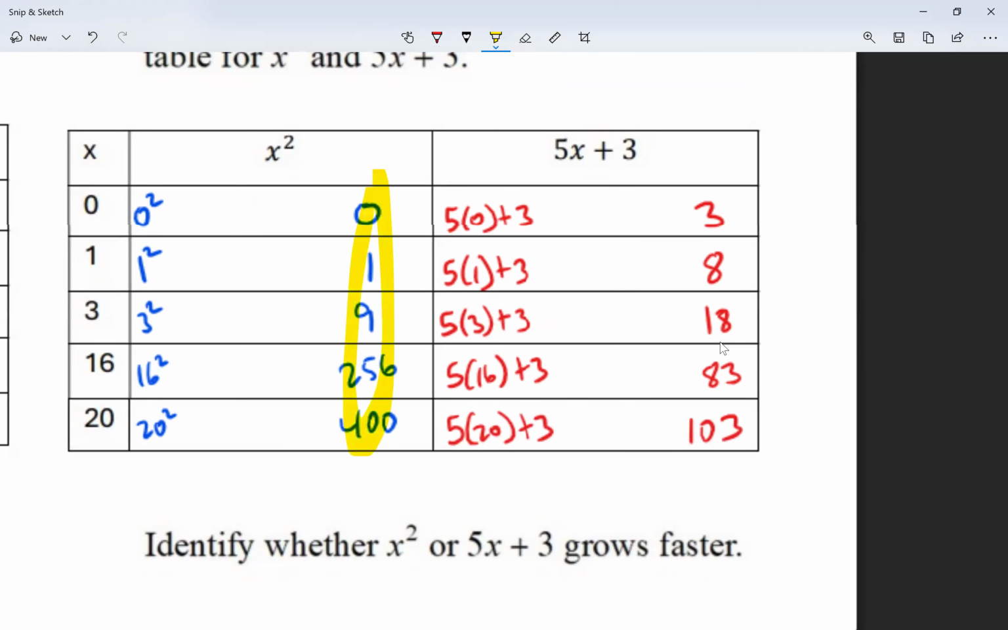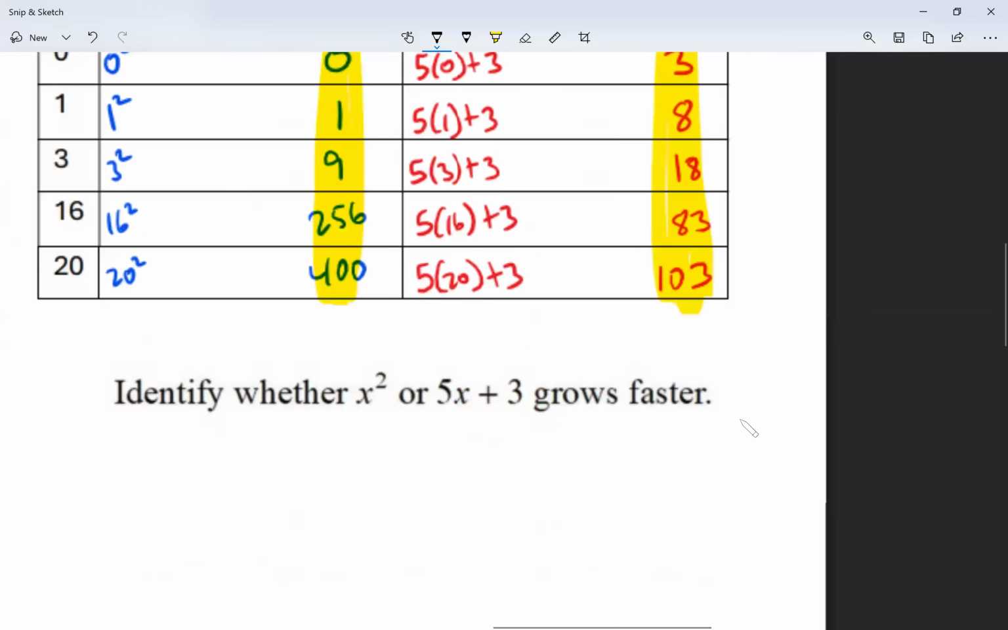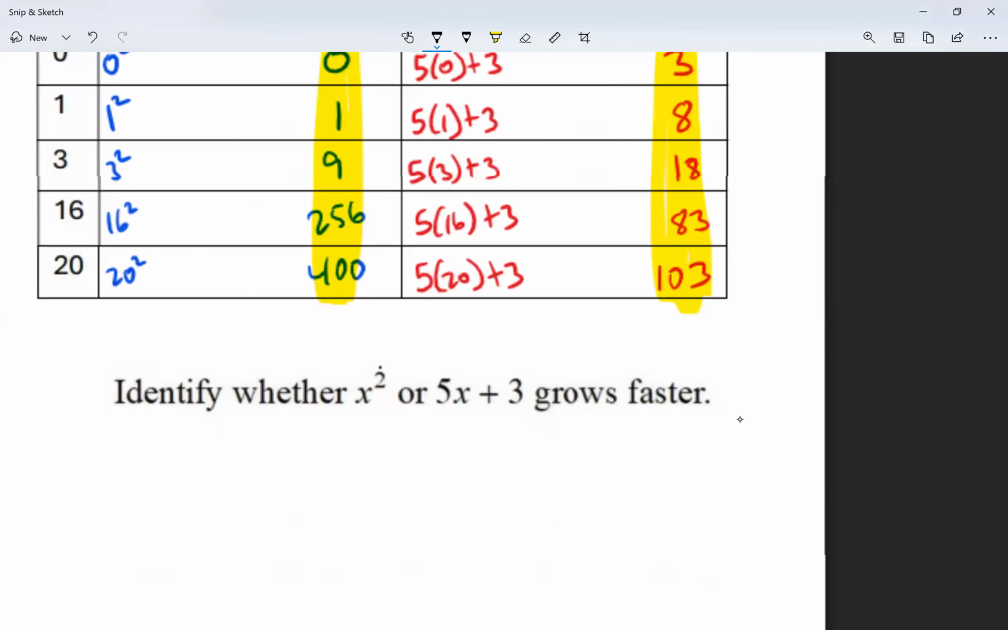So I'm going to compare the values of x squared with the values of 5x plus 3. At the very beginning, I see that 5x plus 3 started higher. So they started with a head start. When x was 1, 5x plus 3 was still higher. When x was 3, 5x plus 3 was still higher. But then when x was 16, we switched. x squared was higher here. And x squared just kept on increasing fast. And then 5x plus 3 was increasing, but not that fast. So my question here: identify whether x squared or 5x plus 3 was growing faster. I'm going to choose x squared.